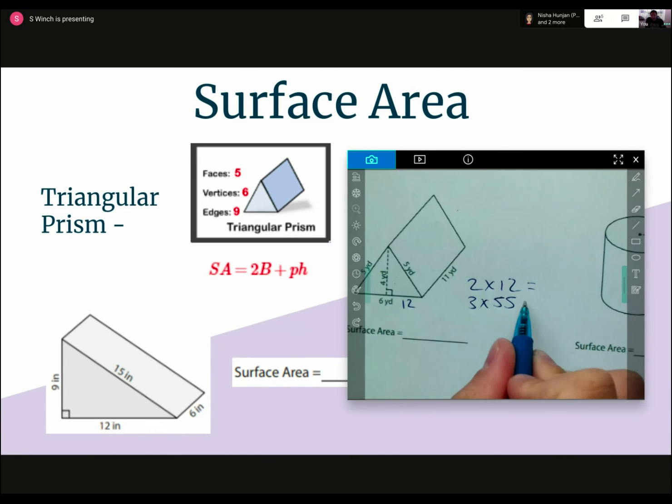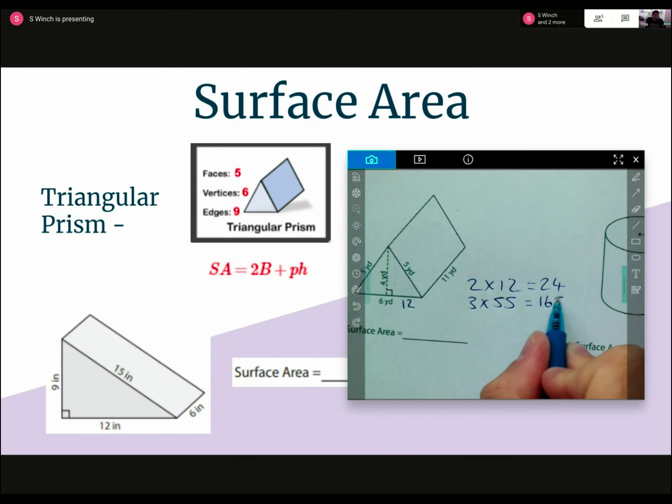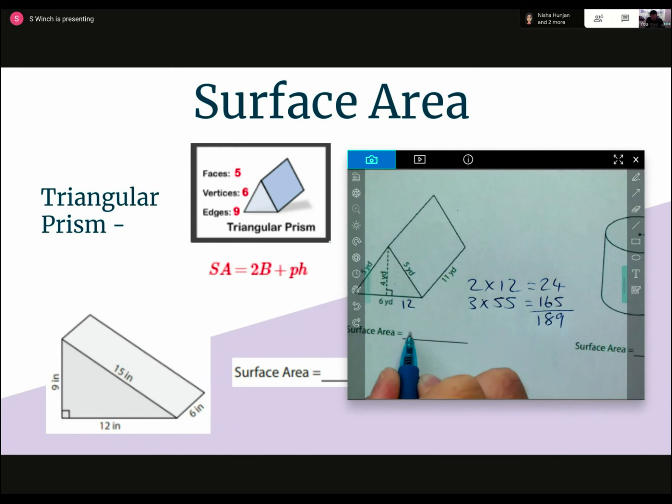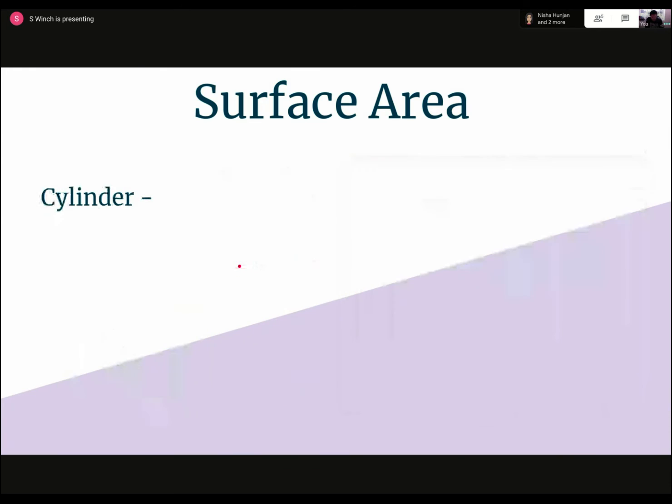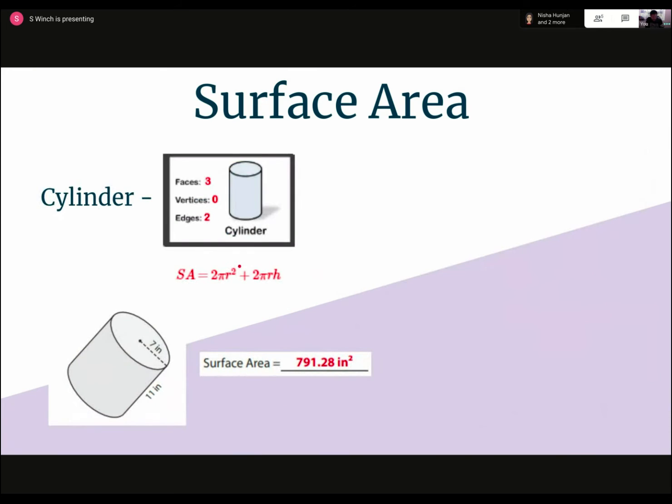And if I finish that sum up, 2 times 12 is 24. 3 times 55 is 165. And adding that together gives me 189. And here we have 189 yards squared. Okay, so now we're going to move on to our 4th surface area 3D shape, and we're looking at a cylinder.